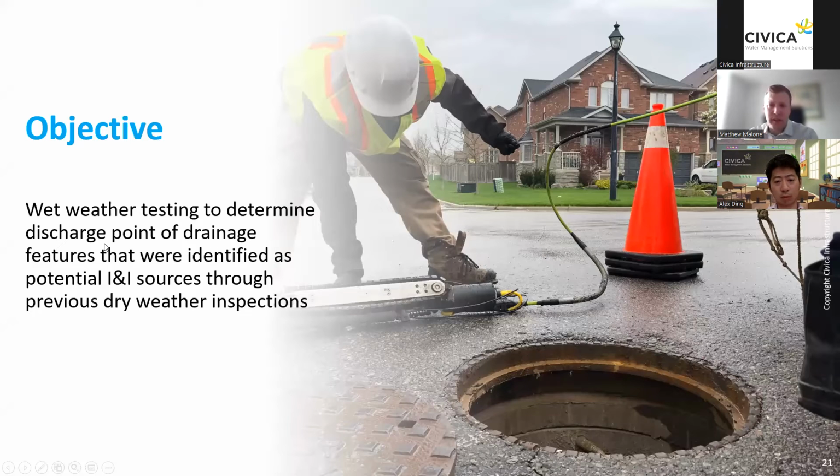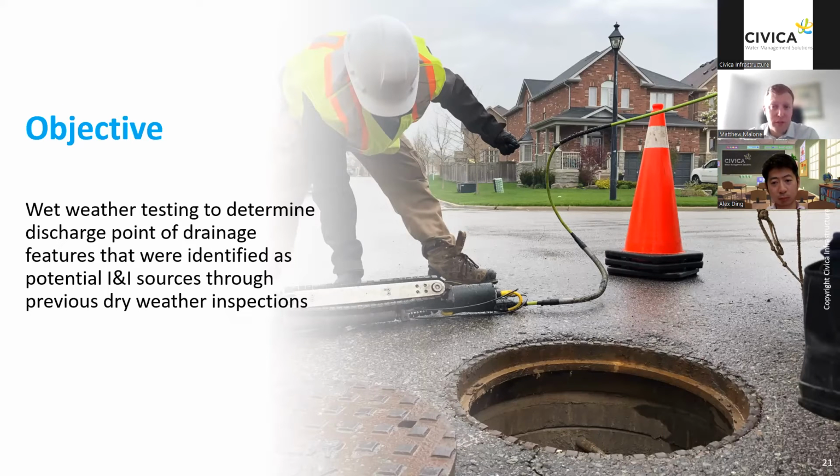And so the objective, we had gone through this process of performing investigations, doing things like smoke testing and dye testing. And we had found certain sources that we just didn't know what was going on. Maybe it had a little bit of wispy smoke, or we couldn't identify through dry weather dye testing the ultimate outlet for some of these locations. So our thought was, okay, let's go back during wet weather and test these sources again to finally nail down ultimately where they're draining to.